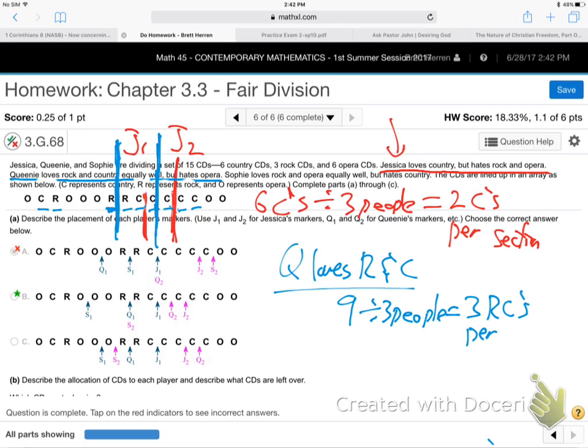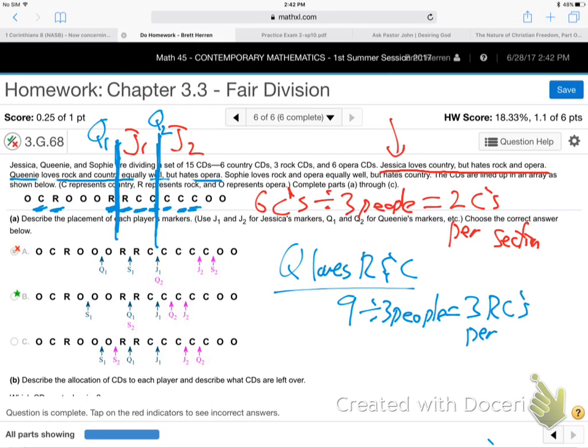Maybe it'll help you if I take out the red for a minute. If I take out the red, can you see it better now? Do you see how that leaves 3 rock country in each section? 1, 2, 3 rock country in the left section, 1, 2, 3 in the middle section, 1, 2, 3 in the right section. So that'd be Queenie marker number 1 and Queenie marker number 2. That's where she'd put her markers, because that would be equal sections to her. Good?